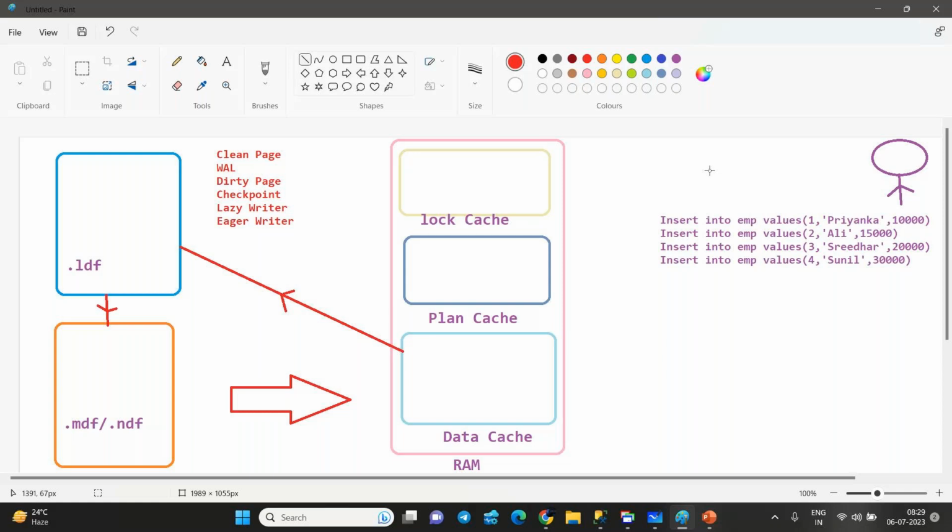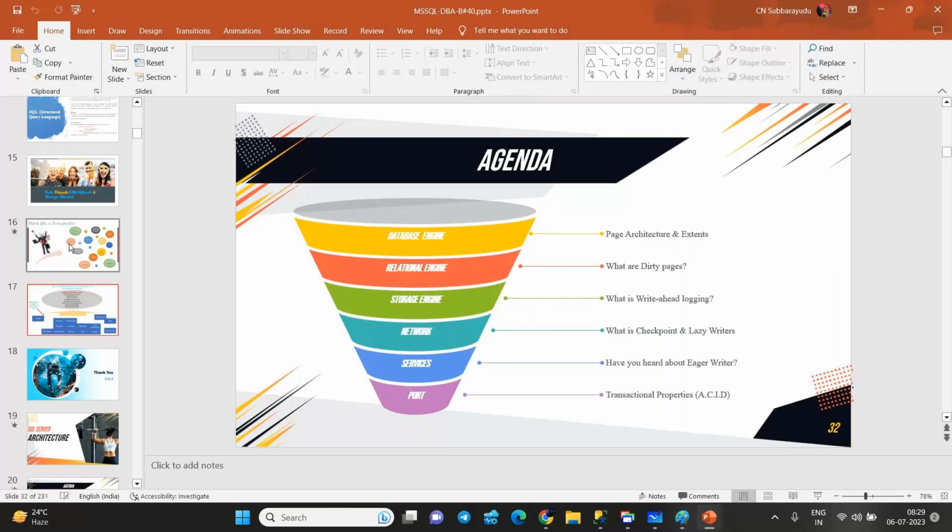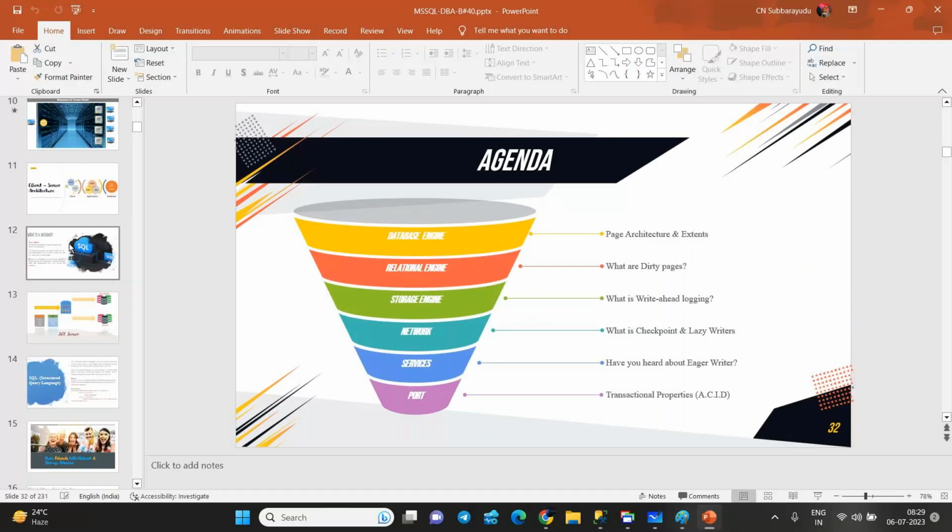Once the executor sends a request to the access method, up to this it is the same. You remember, right, everyone? Do I need to repeat this once again, or is everyone clear? Up to this, everyone is clear, right?